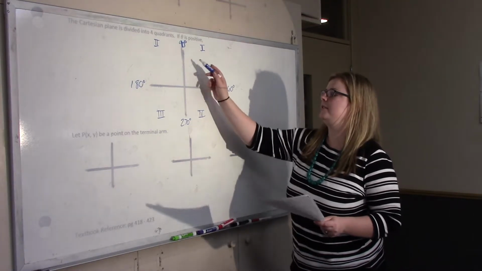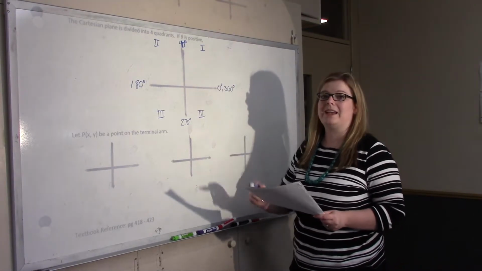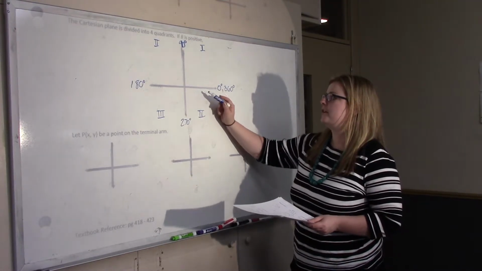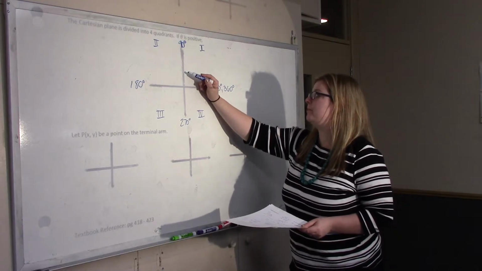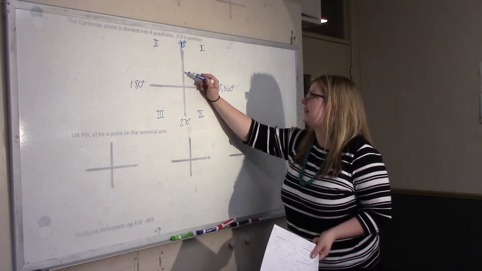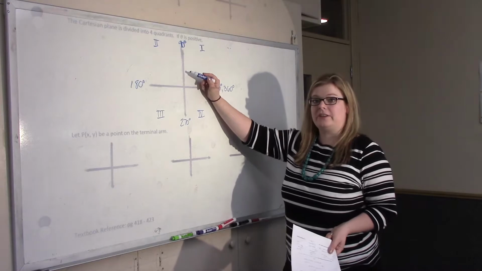Now, this continues. You can keep going around and around and keep adding on top of 360. If you went all the way around once and then here again, you would be at 360 plus 90, which is 450 degrees, for instance.